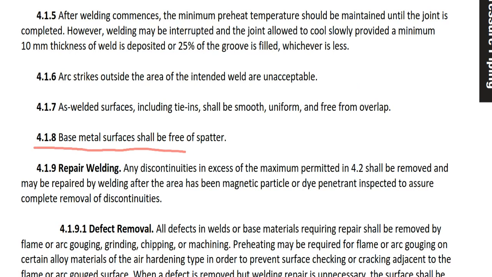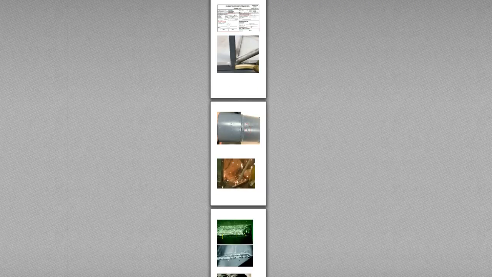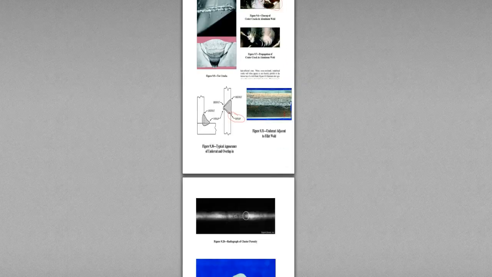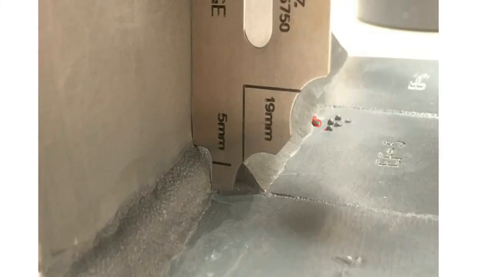4.1.8: the base metal surface should be free of spatter. Spatter is not acceptable, and spatter looks something like this. These round things. And in Part B, replica spatter looks like this. These round things are spatter on the base metal. And you will see this one for the pressure piping project.